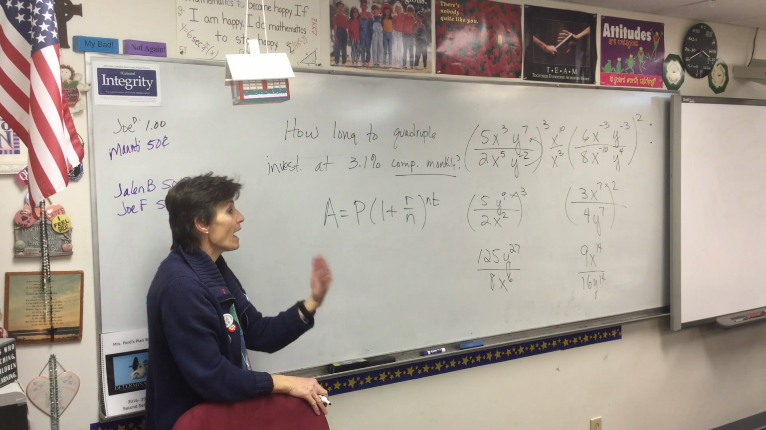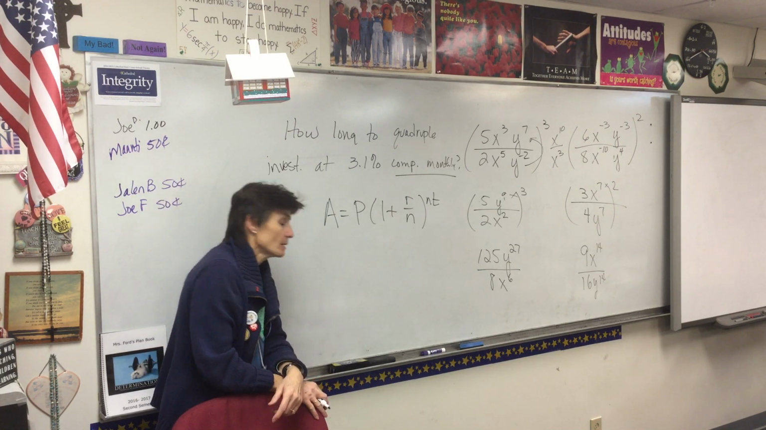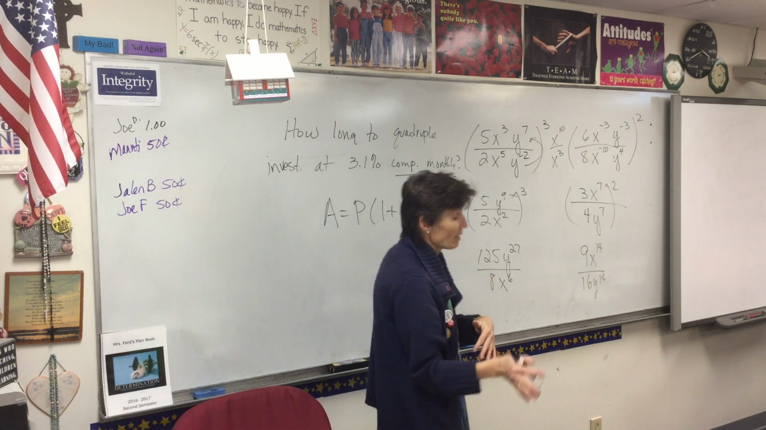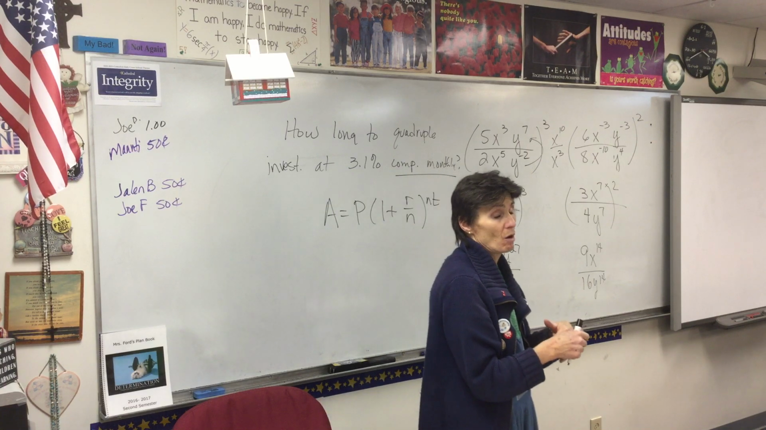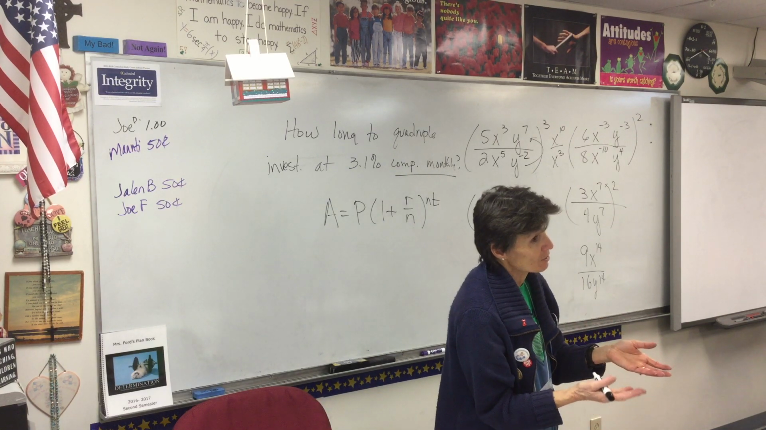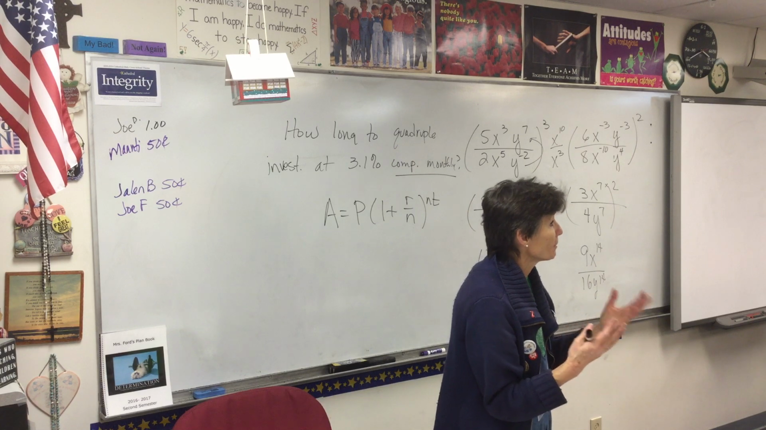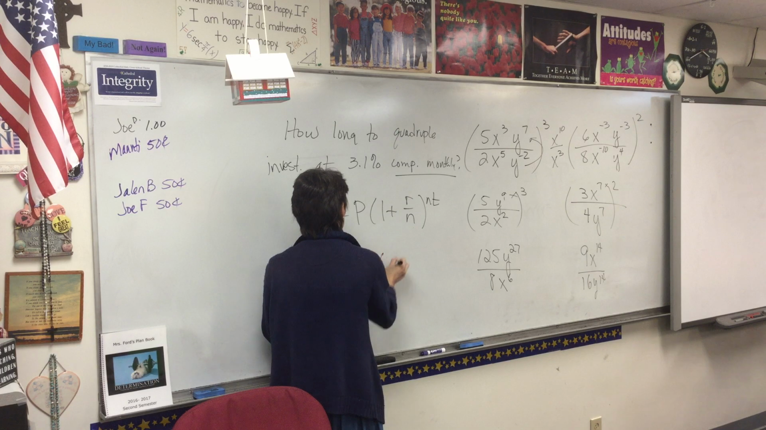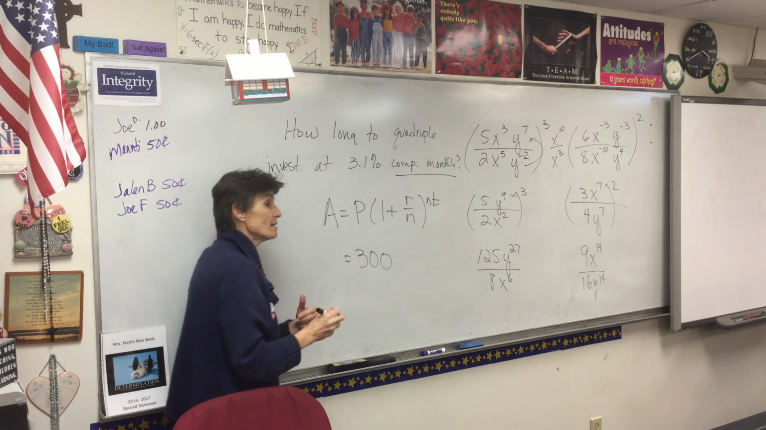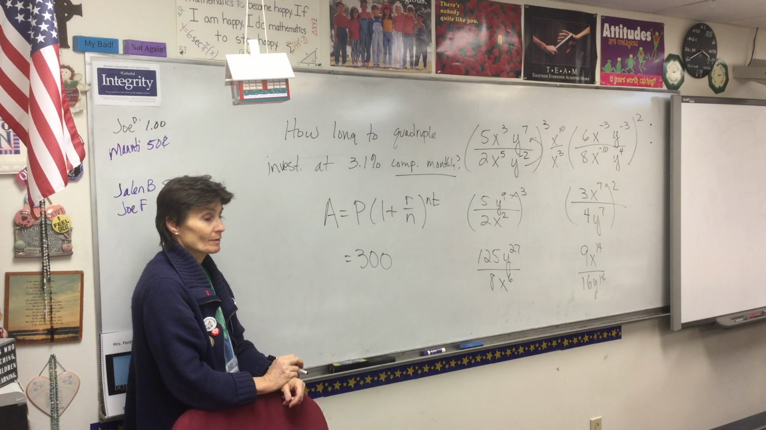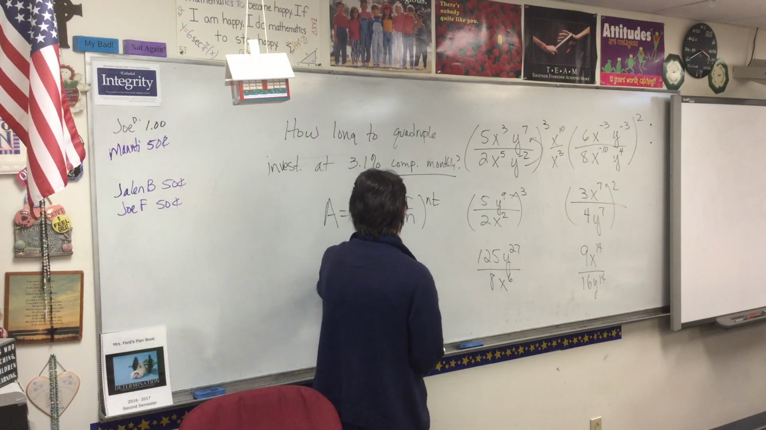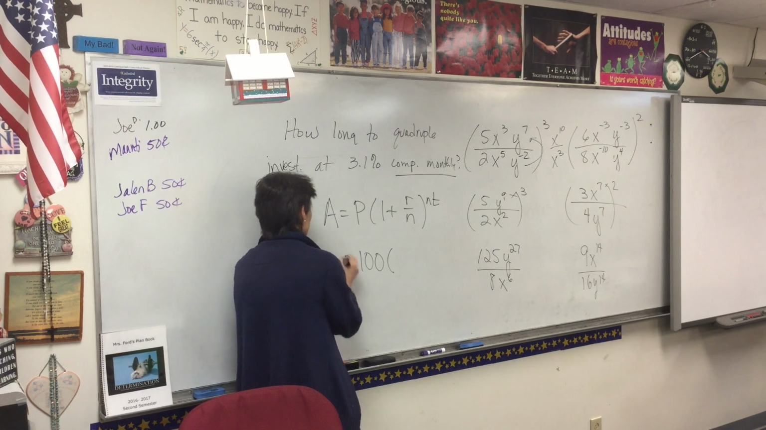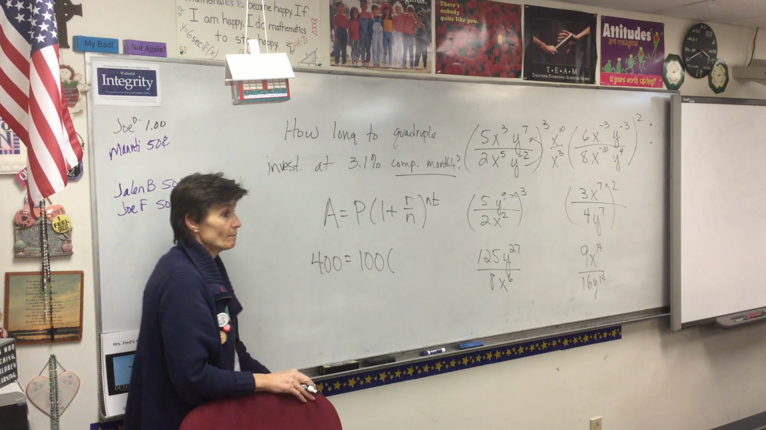Now, did they tell me how much I'm starting with? No. They didn't tell me how much I'm starting with, and they didn't tell me how much I'm ending with, but I do know that I will end with 4 times whatever I started with. So pick a number. I started with 100, and quadruple it would then be 400, right?